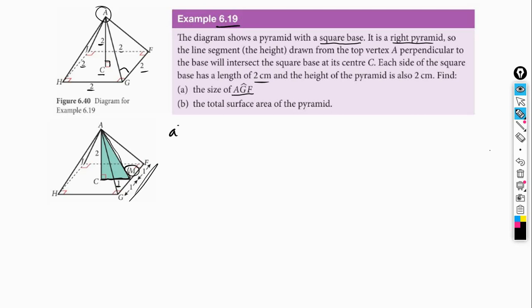So notice that AM with Pythagoras is equal to the square root of 1 squared plus 2 squared, which is the square root of 5. And AM is perpendicular to GF. Now we can extract the triangle AMG, which is this one, and we're going to separate it from the rest of the figure so we can take a good look at it.